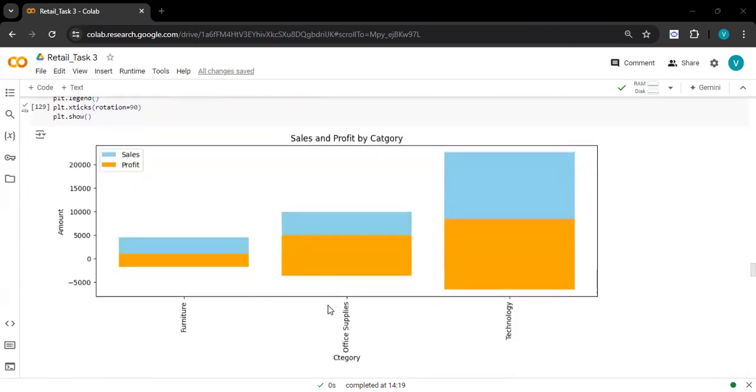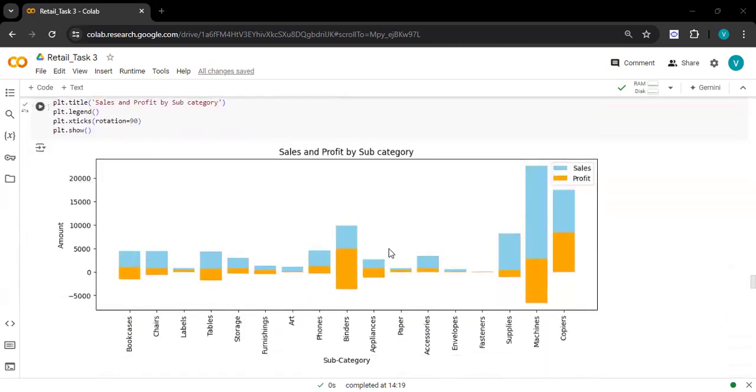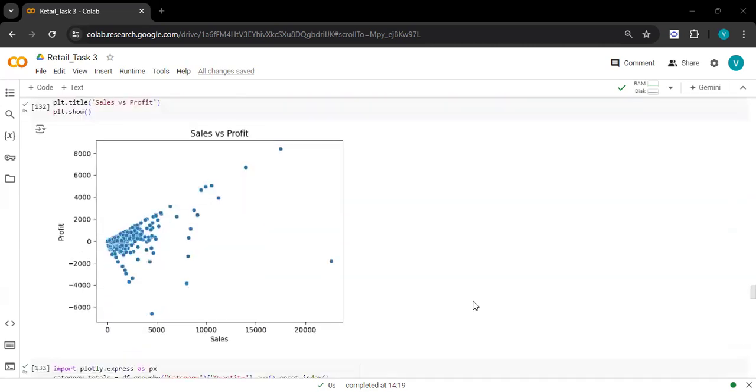You can see the category-wise profit and sales. It is higher in technology, followed by office supplies, and then furniture. In sub-categories, the machines got the highest sales and profit, followed by the copiers. With this graph, you can see that as the sales increase, the profit is increasing in most cases, but in some cases, as the sales increase, the profit falls very far down.